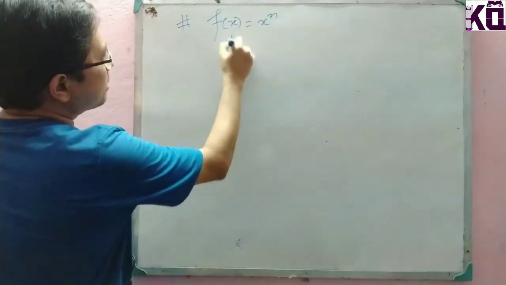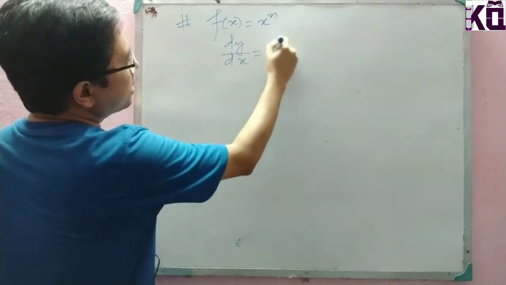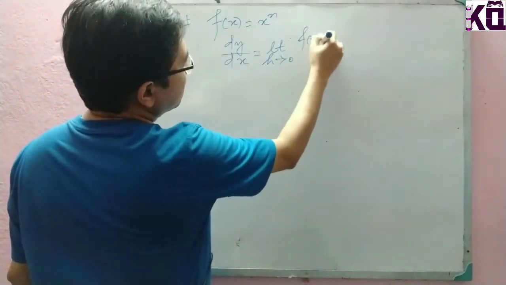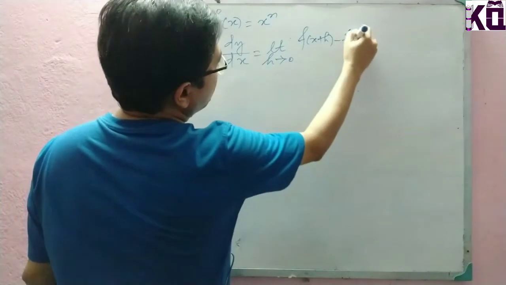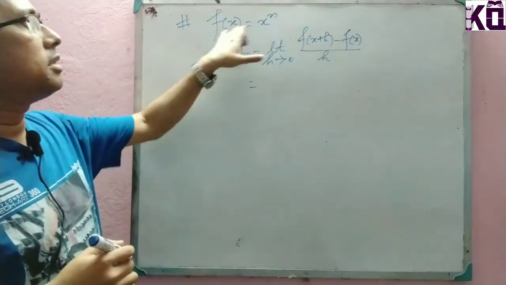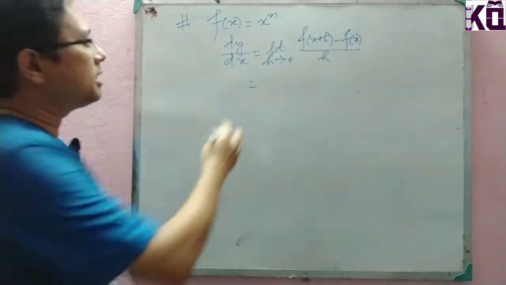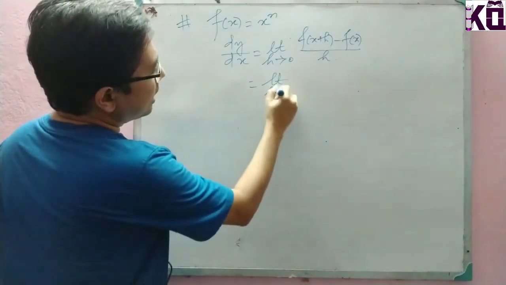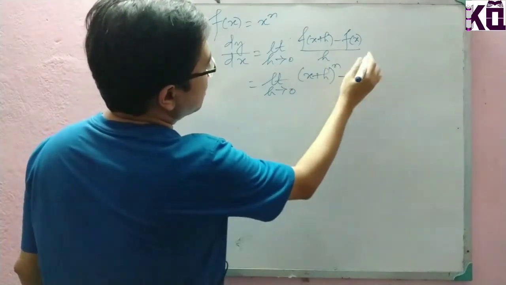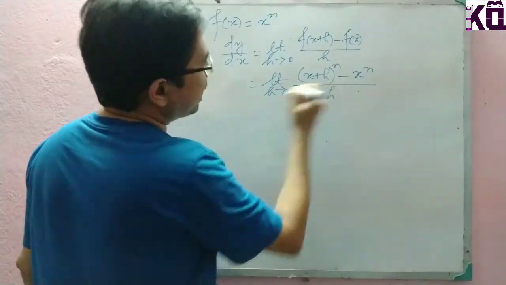dy/dx, again I am writing here, is equal to limit h tends to 0, f of x plus h minus f of x, whole divided by h. That means f of x is this one, so for x plus h you just have to replace this x by x plus h. So limit h tends to 0, (x plus h) whole to the power n minus x to the power n, whole divided by h.